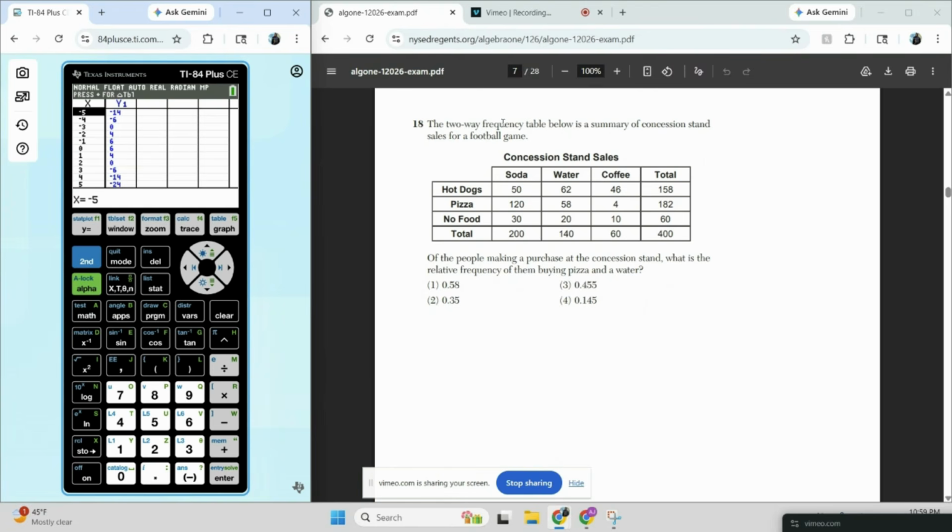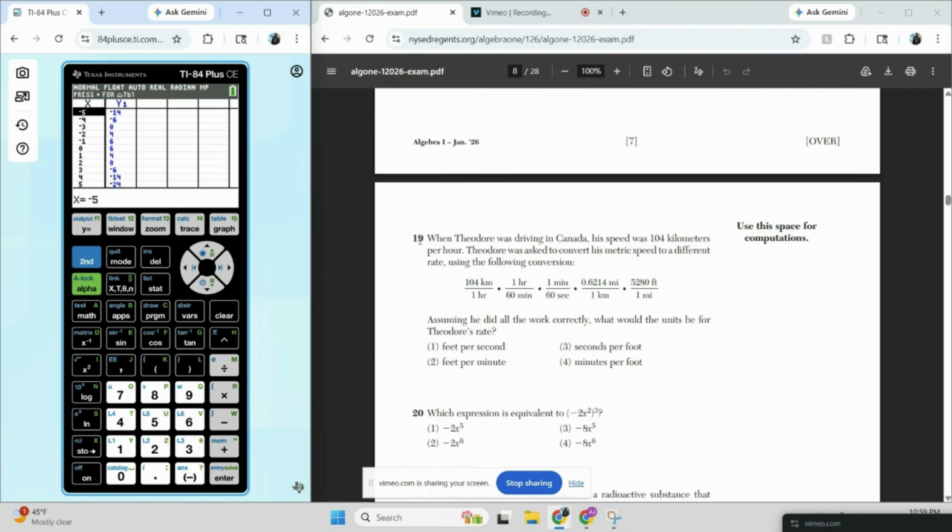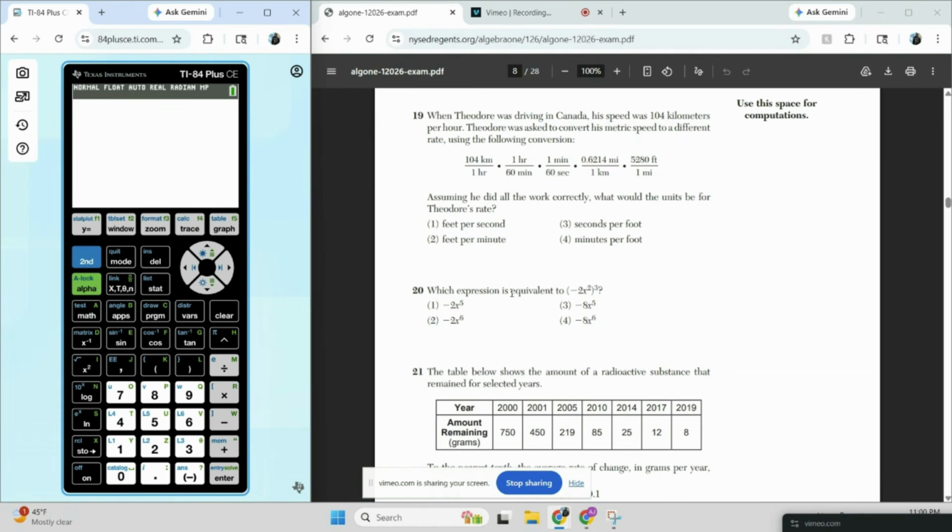I've got a two-way frequency, not on the 84. Conversion, not on the 84. Which expression is, okay, here's a test. We talked about equivalent. I'm going to store something as x. Lock it in. I'm going to put my question component in. Negative 2x squared raised to the third.